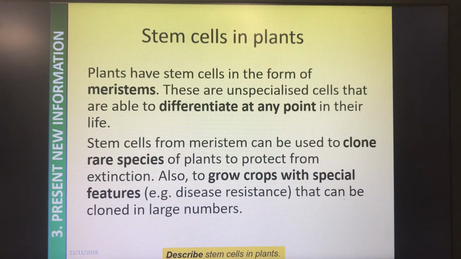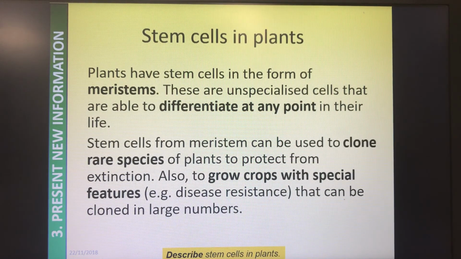The last one to say then is that plants have stem cells too, and stem cells in plants are called meristems. And we said earlier in the video that stem cells in plants can differentiate at any point in their life. So you could have an old oak tree that's hundreds of years old and it can still differentiate cells using those meristems. Why would we want to use stem cells from plants? Well, we might want to clone some rare species of plants so we can take the stem cells and use them to grow more of them.